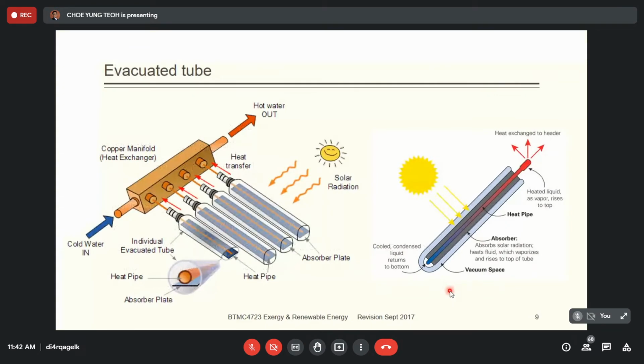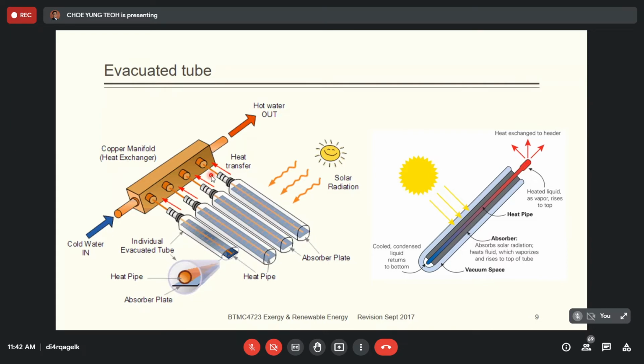Okay, next one. So we have gone through two types already, the solar pond and the flat plate collector. And the next one is the evacuated tube. This one is more advanced, as you read from the title, evacuated tube. It means that you evacuate, you have to convert from liquid and gas, and you have insulation with vacuum.